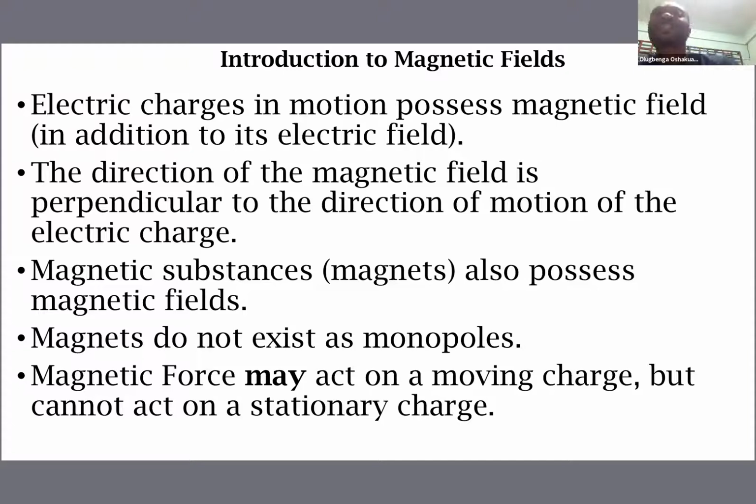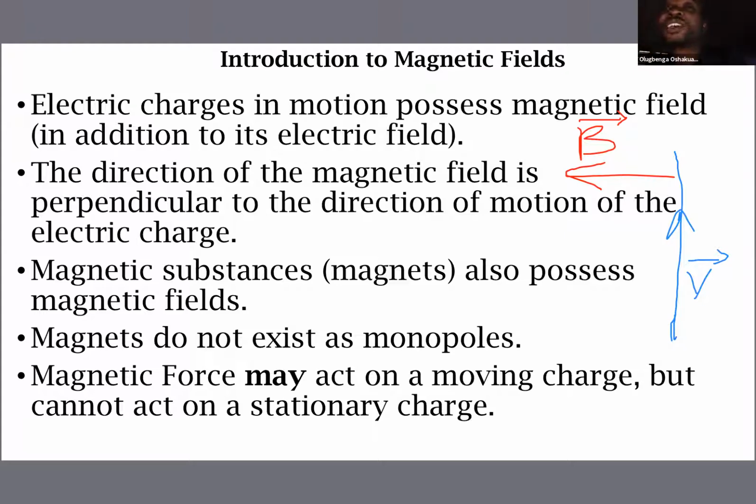The direction of the magnetic field is perpendicular to the direction of motion of the charge. That simply means that when the charge is moving in this direction, the magnetic field will be perpendicular. We usually use B to represent magnetic field. So when the charge has a velocity V, the magnetic field, which is also a vector property, will point in a direction perpendicular to the direction of motion. I want us to take our time to digest the rudiments.